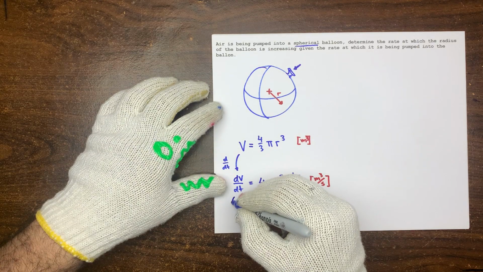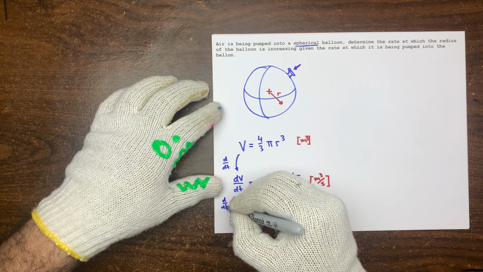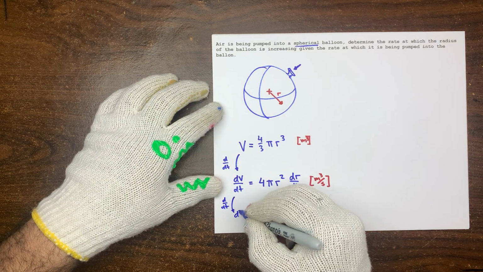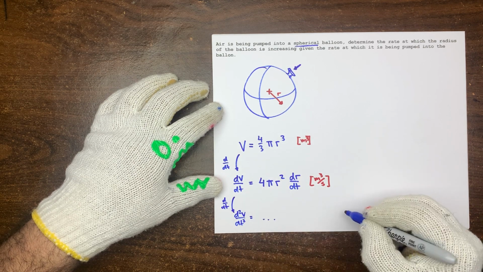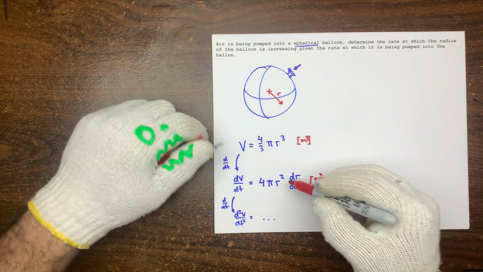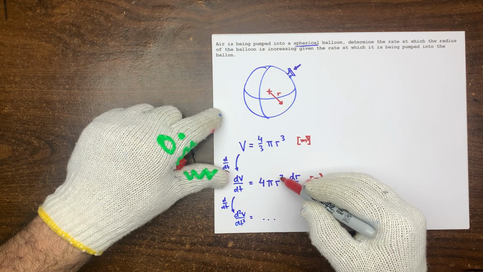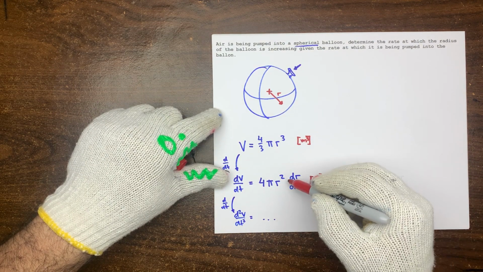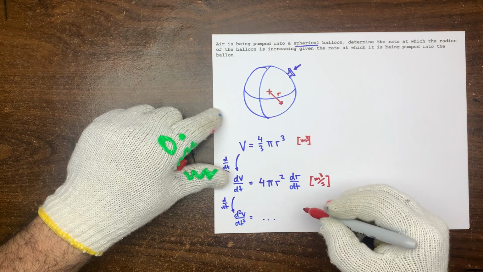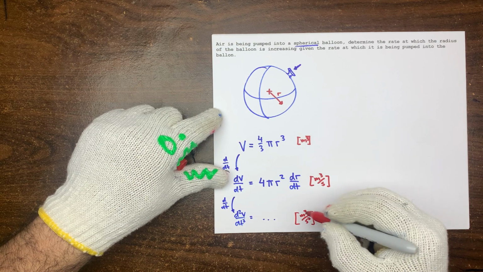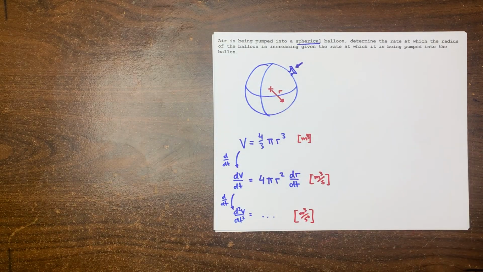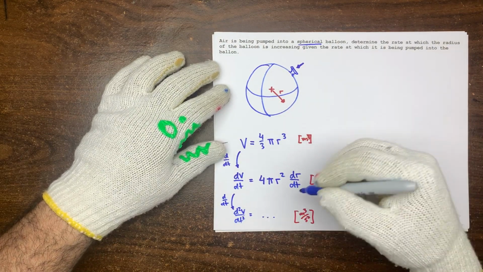Now if I took the derivative again, d by dt again, we would have d squared V by dt squared, and we could keep on going here. It would be a little harder. It would be a product rule, because I have to take the derivative of this thing times this guy, plus this thing times the derivative of this guy. It would be a little more complicated, but we would get meters cubed per second squared. We would get the acceleration at which this thing is happening. But we're not dealing with that right now.